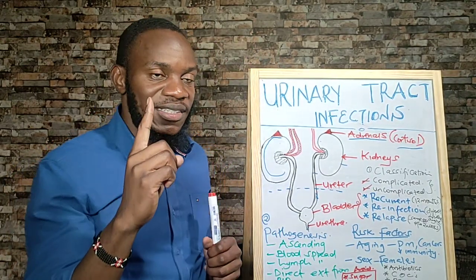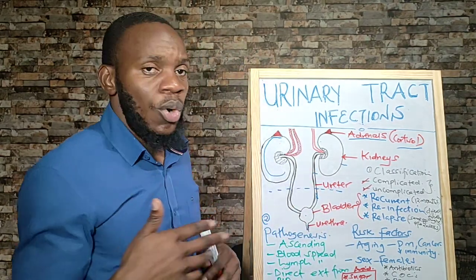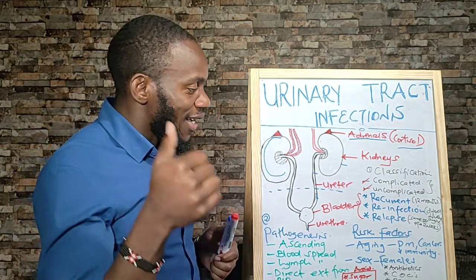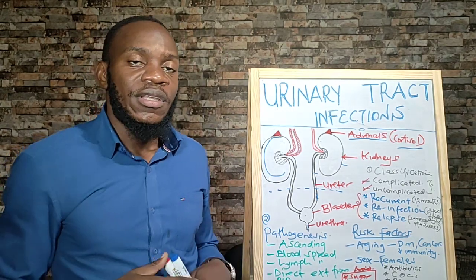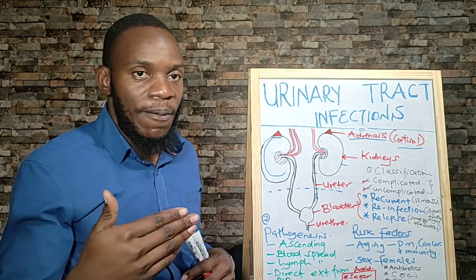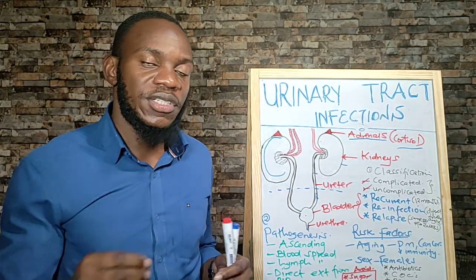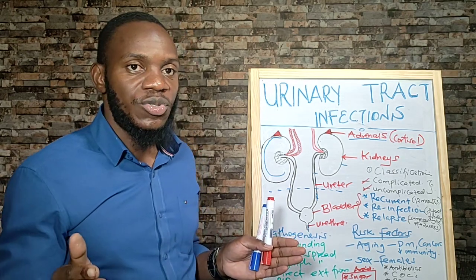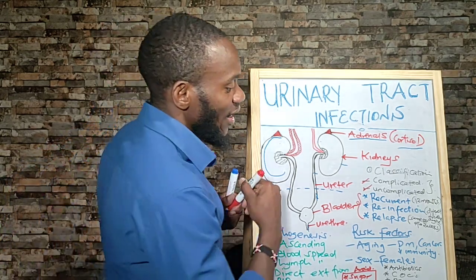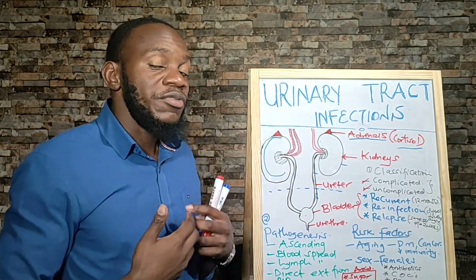Number one is recurrence. So, we have recurrence, we have reinfection, and we have relapse. What is the difference? Recurrence means you have this infection, you've managed it, and then it reoccurs. The same infection reoccurs within 12 months of treatment. So you treated it, then within 0 to 12 months, the infection reoccurs. That is recurrence.